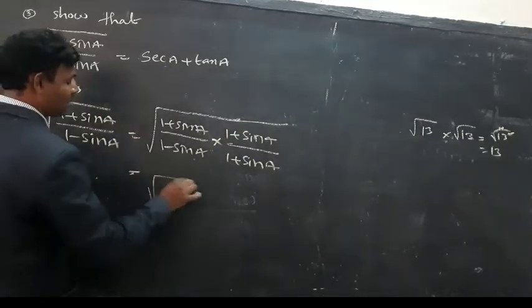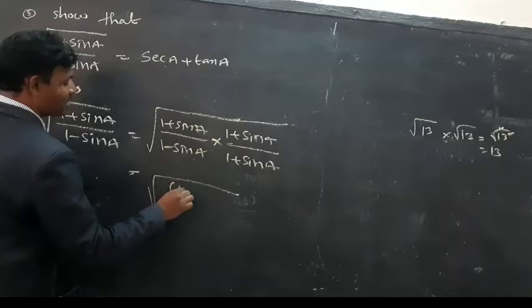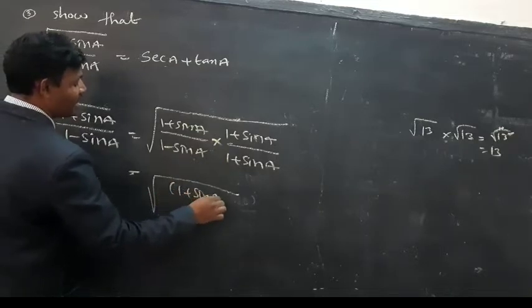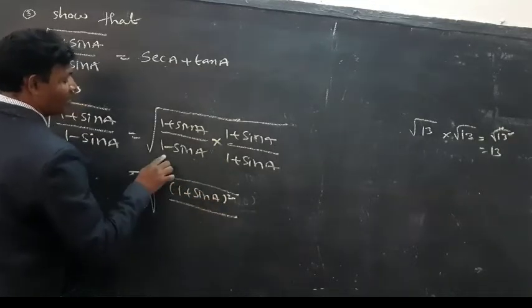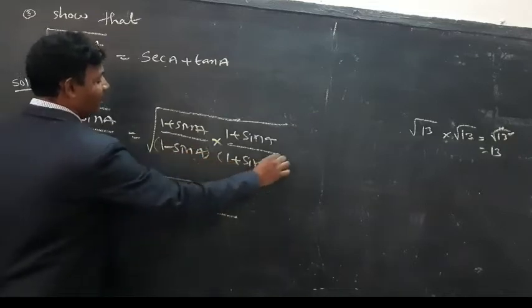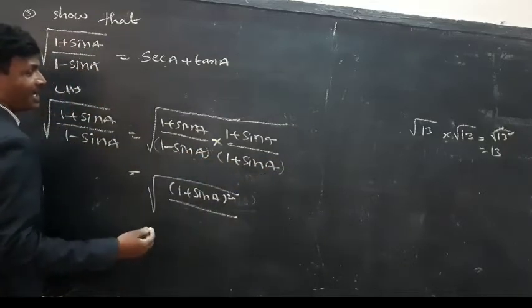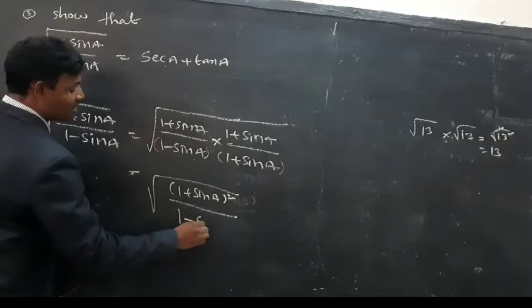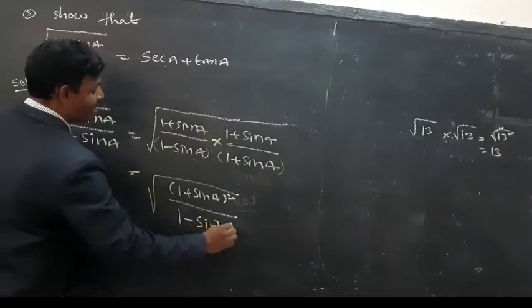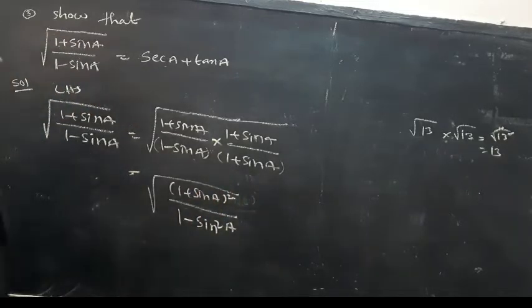So after that, 1 plus sin A and 1 plus sin A we can write as (1 plus sin A) whole square. In the denominator, in the form of (a plus b) and (a minus b), what is the formula? a square minus b square. So this we can write as 1 minus sin square A.